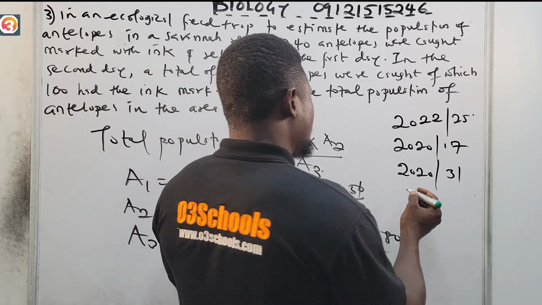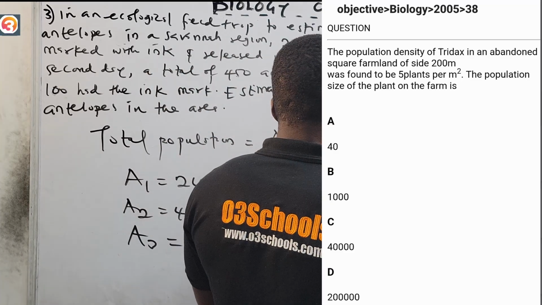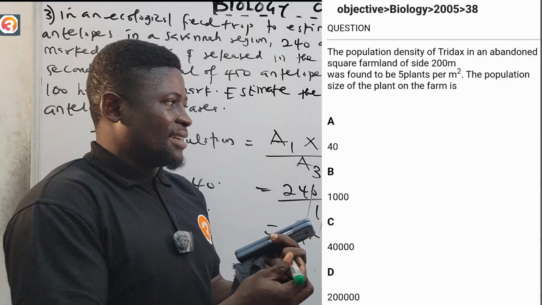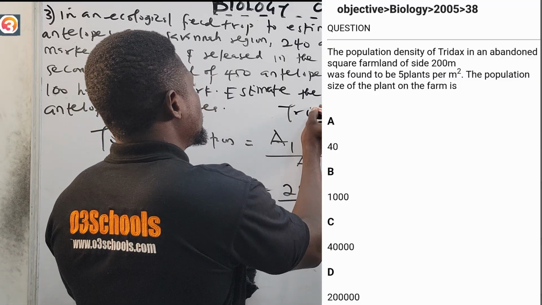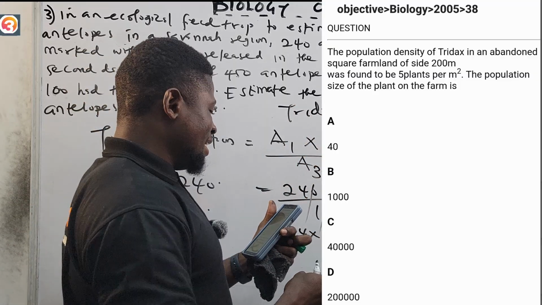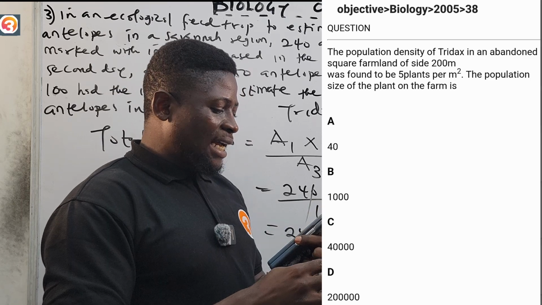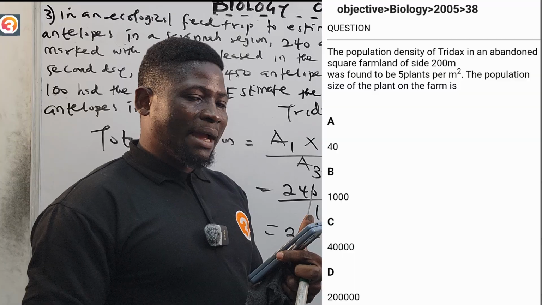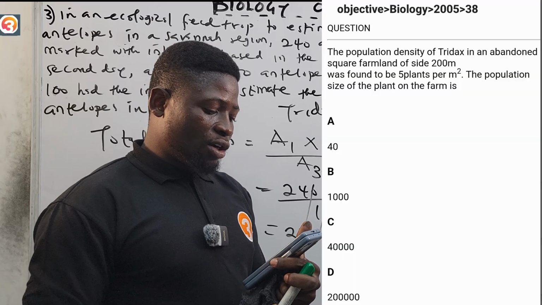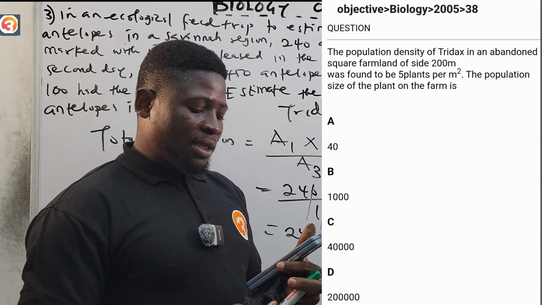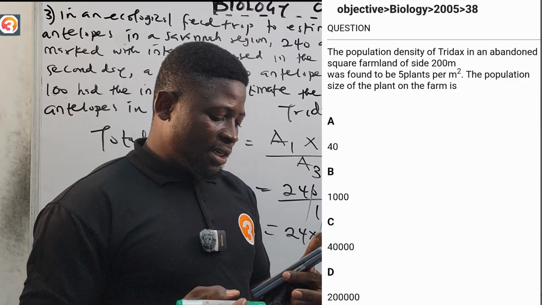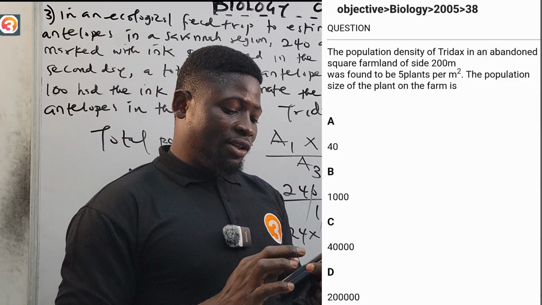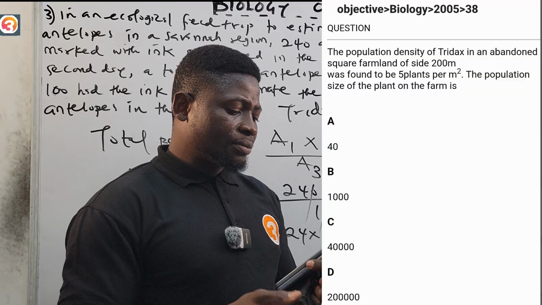Now, 2005, number 38, this is a calculation question. We're told that the population density of Tridax in an abandoned square farmland of side 200 meters was found to be 5 plants per meter square. The population size of the plant on the farm is what? A is 40, B 1,000, C 40,000, D 200,000. Tell me the correct answer in the comment section.